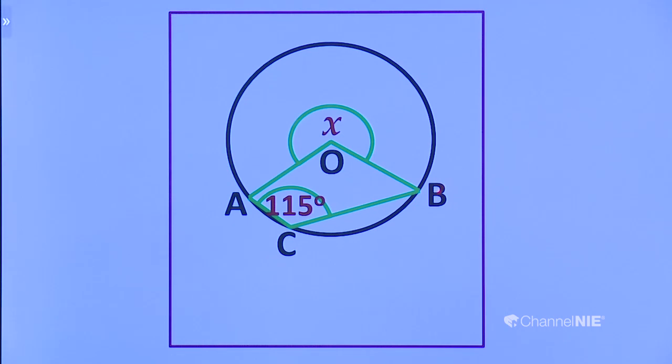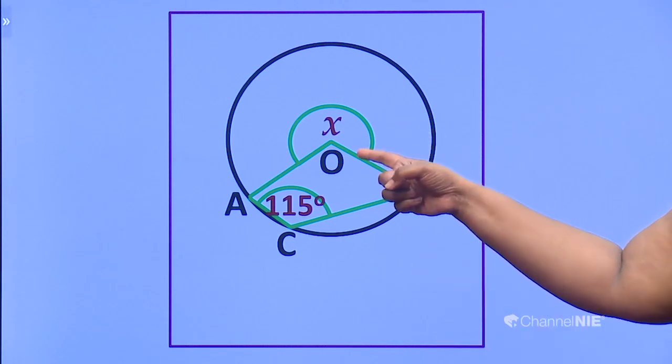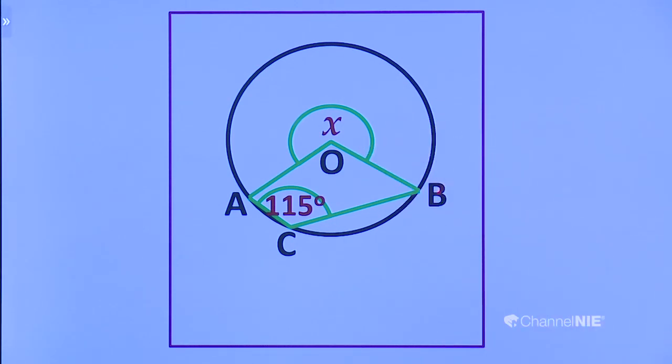So, we can construct a simple equation as x equals twice angle ACB. That means x equals twice 115 degrees. So, we can get the value of x by multiplying 115 by 2. Therefore, x equals 230 degrees.